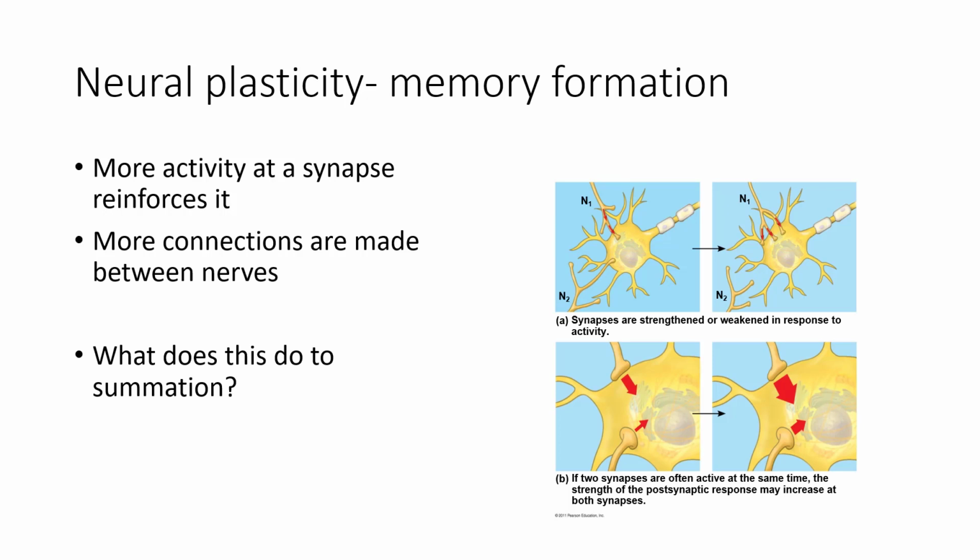So what happens is when a single transmission comes down that axon, instead of just getting one stimulus, which might lead to a slight depolarization, you're going to get multiple stimuli, which is going to lead to a much larger depolarization, which is more likely to trigger an action potential.